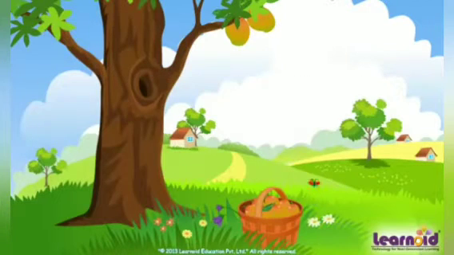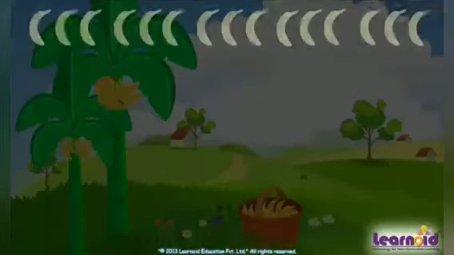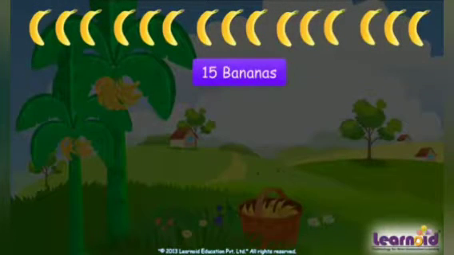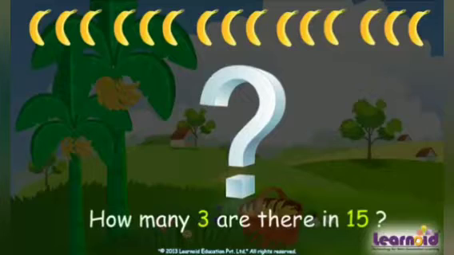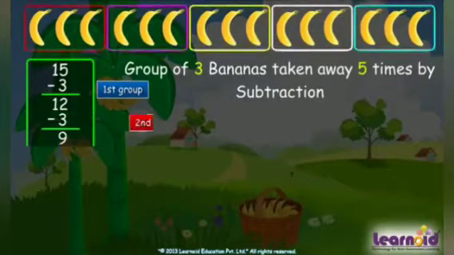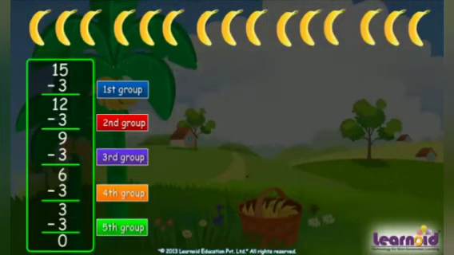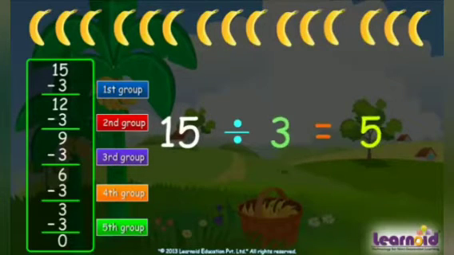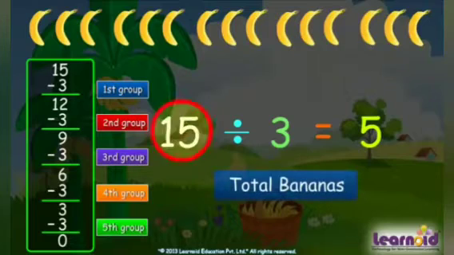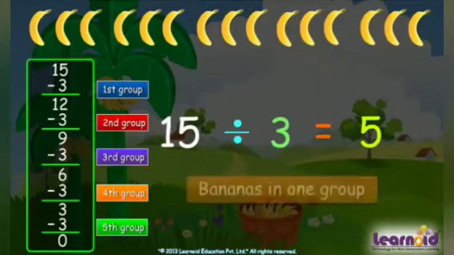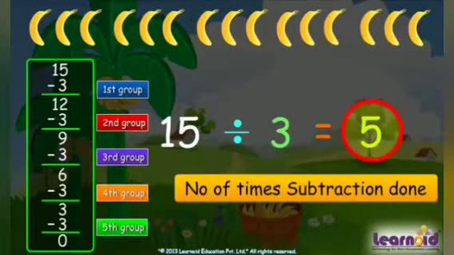Let's see one more example. These are 15 bananas. Let's see how many 3 are there in 15. A group of 3 bananas is taken away 5 times by subtraction. We can write 15 divided by 3 is 5. 15 is the total bananas. 3 is the bananas in one group. 5 is the number of times subtraction is done.